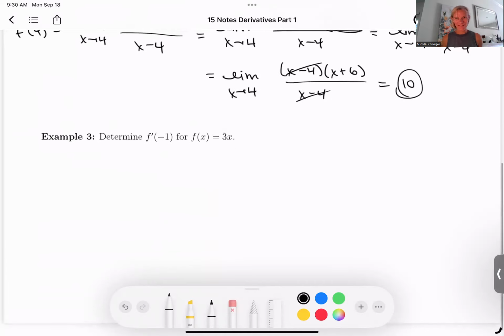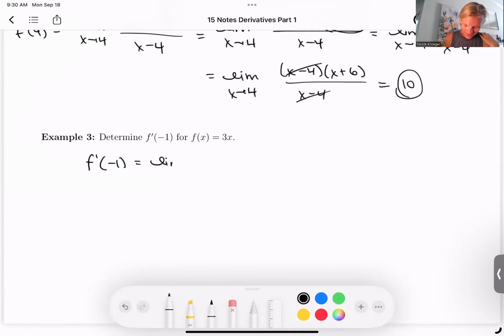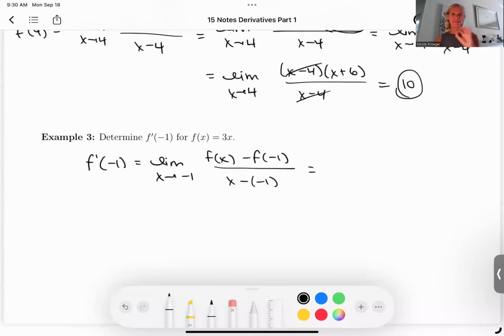Now, why don't you see if you can do this last one on your own? Otherwise, I'll go ahead and keep working it. So f prime of negative 1 will be the limit as x approaches negative 1 of f of x minus f of negative 1 over x minus negative 1. Make sure you have those double negatives there because it's x minus a. So yeah, this is our a value here.